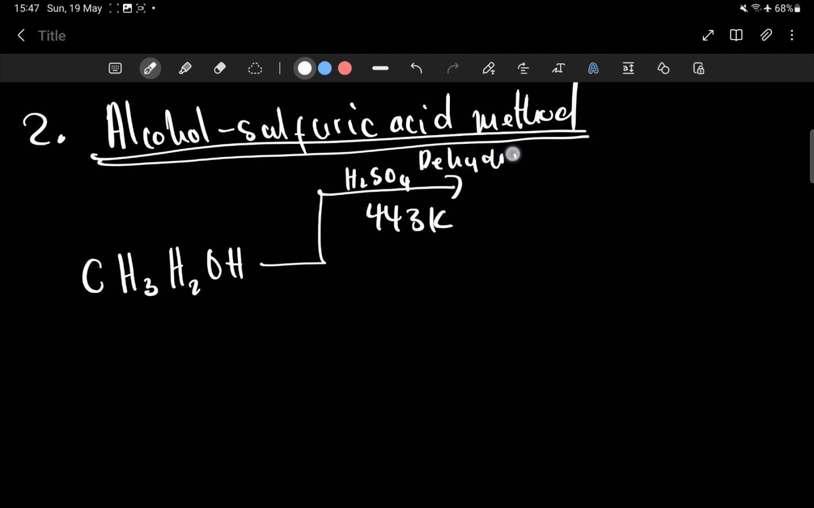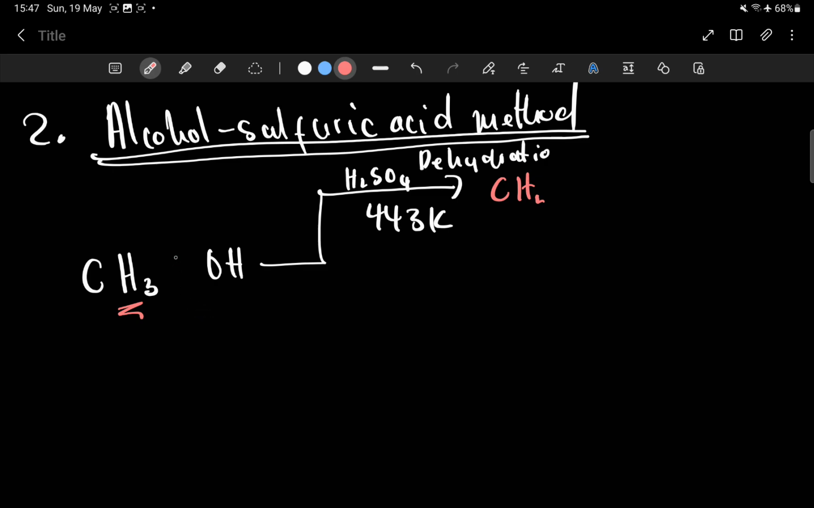So dehydration will lead us to an alkene. Remember, in dehydration, for alcohols, we had two different things. In dehydration, the OH would go and an H would go from the next carbon. So we would have a CH2, okay? We have a CH2.